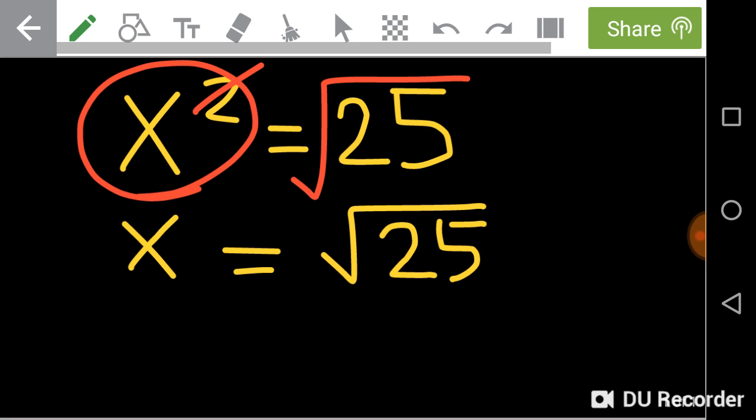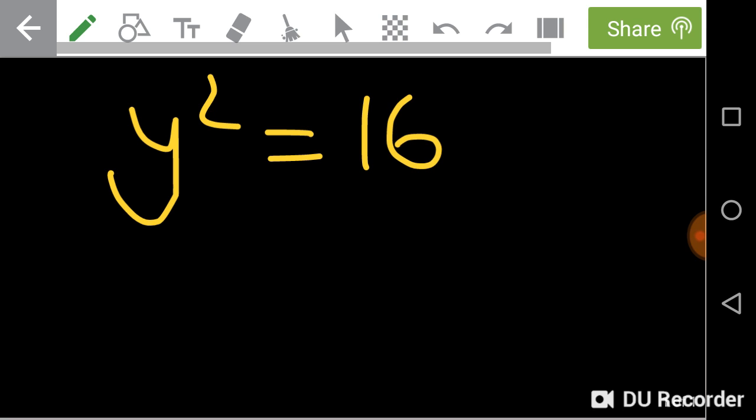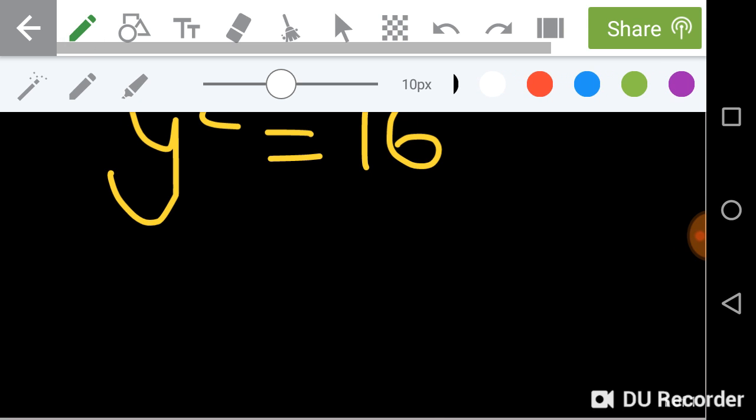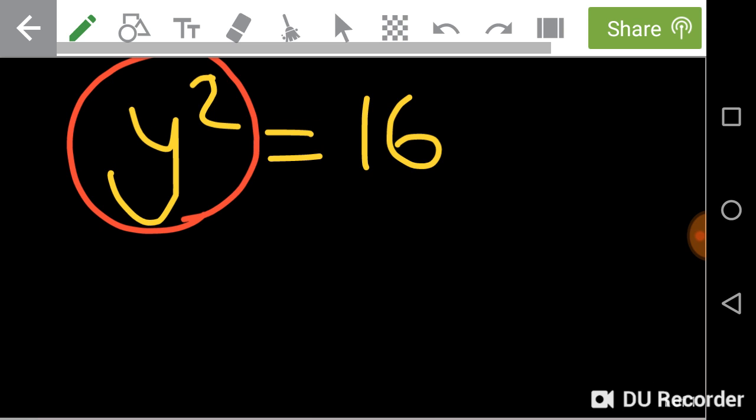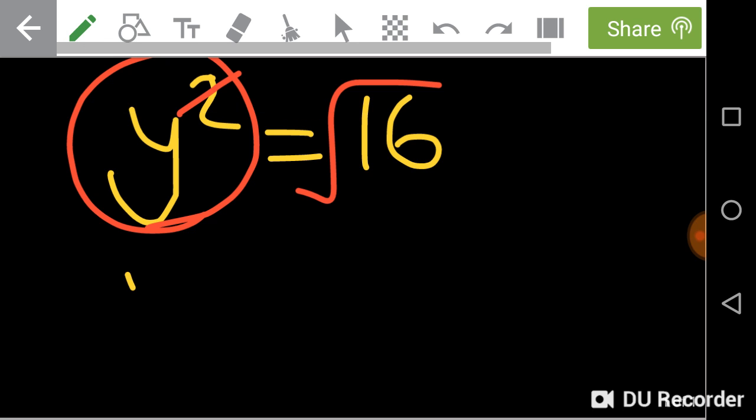Hence we know that the square root of 25 makes it 5. So x equals 5. Now let us see few more examples. Y square equals 16. So if y square equals 16, in order to eliminate this square on one side of the equation, what we will do, eliminate this square and put a square root. As a result, the answer would be y equals to 4, because the square root of 16 is 4.